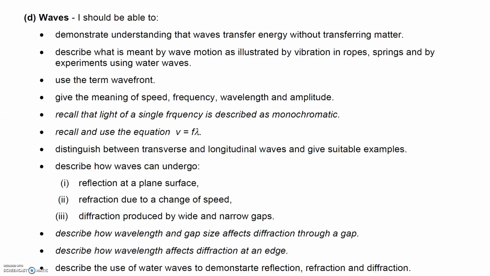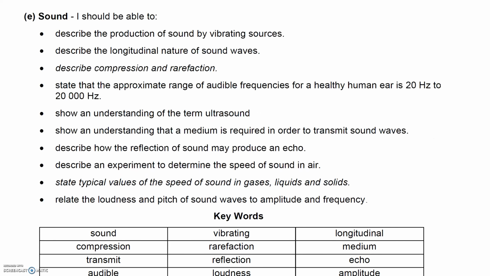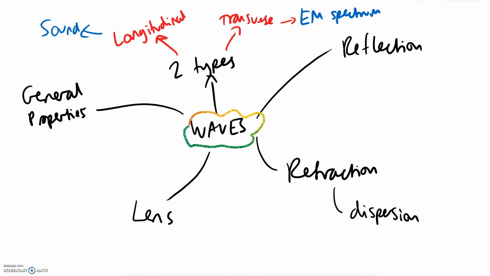After that, there's just general properties about waves, which you can see now. And finally, we have sound as well. So breaking down the syllabus that we just mentioned into a kind of mind map. This is quite a good way to revise. You can try making one of these. It makes you understand the different components and what you know and what you don't know.